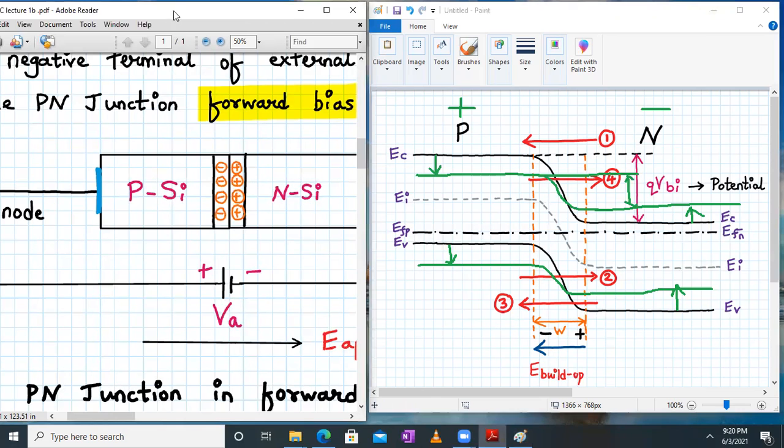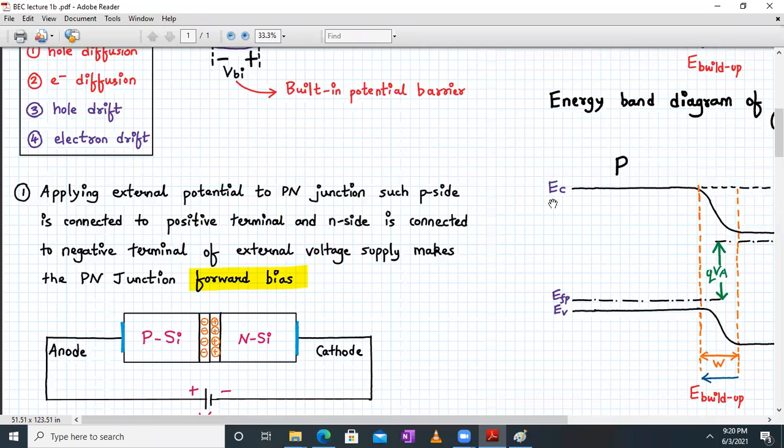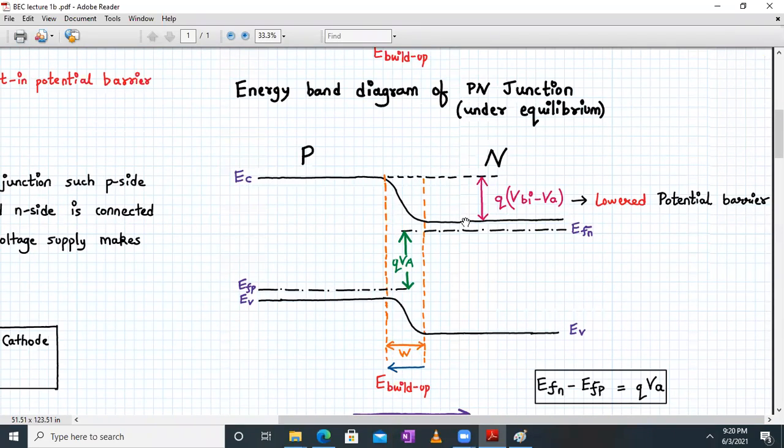I will maximize the PDF again. We'll see this picture in terms of the energy band diagram. Just now we have seen this reduced barrier. Here the Fermi levels are also separated by the amount of applied voltage. The more voltage you apply, the more they will be separated, and the lower the potential barrier will be. So now it becomes easier for the electrons present in the conduction band to diffuse to the conduction band in the P region, whereas it becomes easier for the holes present in the valence band in the P region to diffuse to the N region.